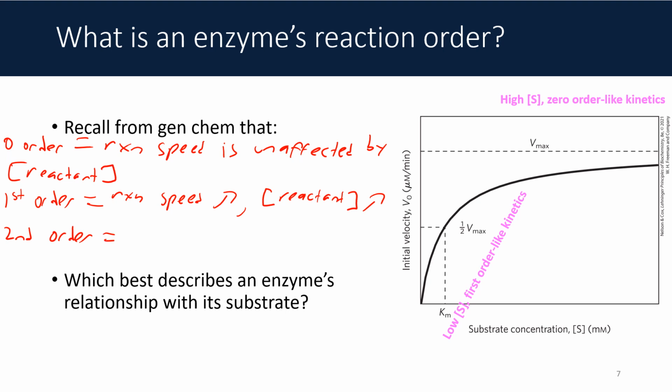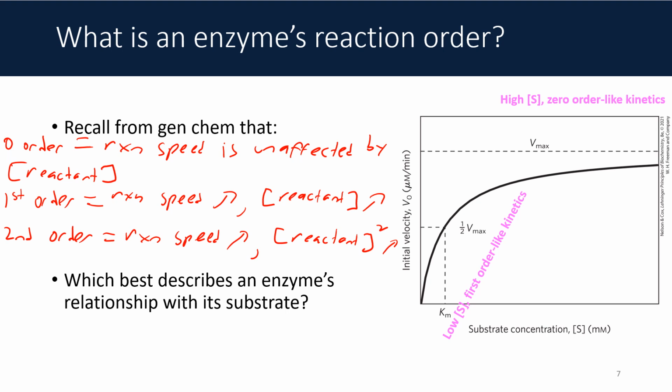Second order means that the reaction speed will go up with the concentration of reactant squared.